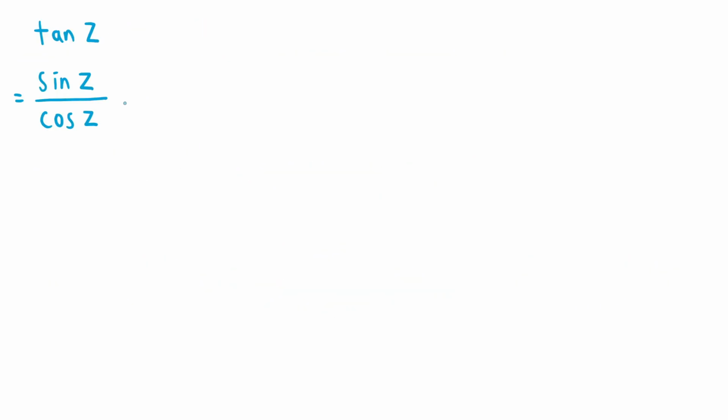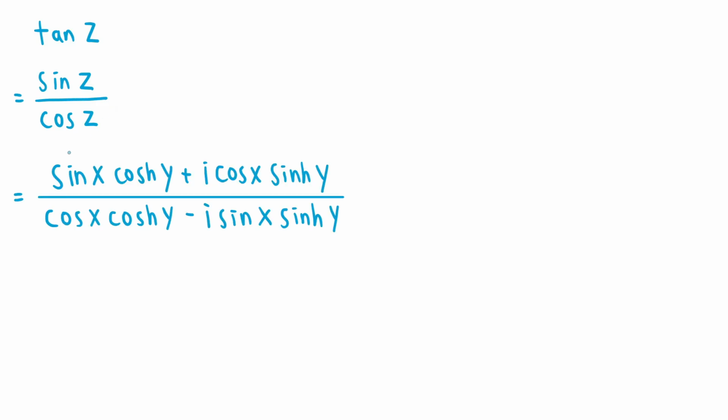To find the definition of tangent of z in terms of its real and imaginary parts, we can rewrite tangent of z as sine of z over cosine of z, then plug in the definitions of sine of z and cosine of z in terms of its real and imaginary parts. Sine of z equals sine x cosh y plus i cosine x sinh y, and cosine z equals cosine x cosh y minus i sine x sinh y. So sine of z over cosine of z equals this expression.